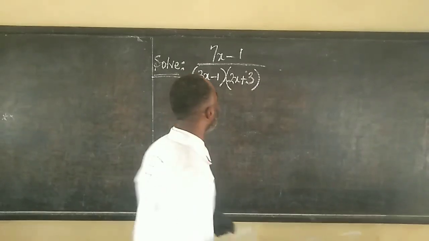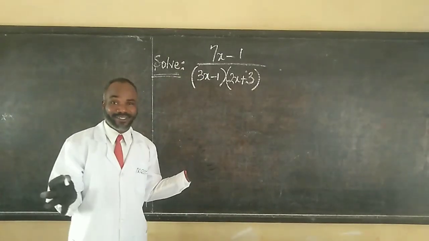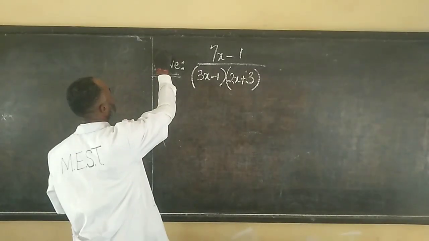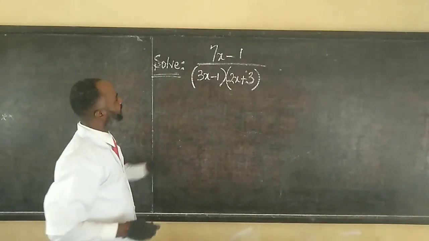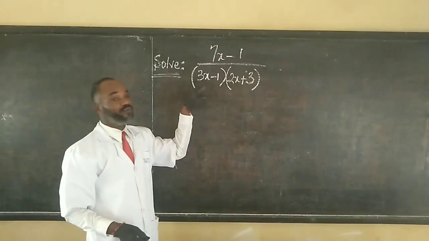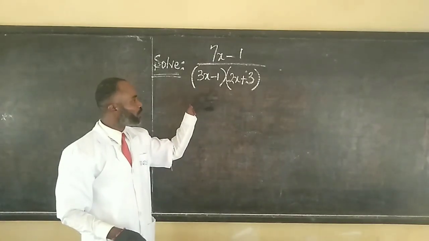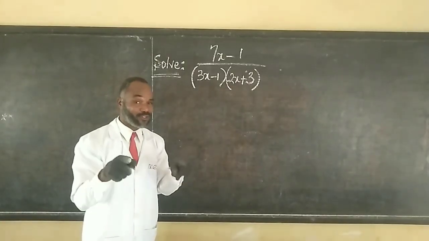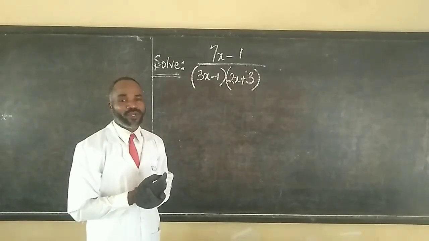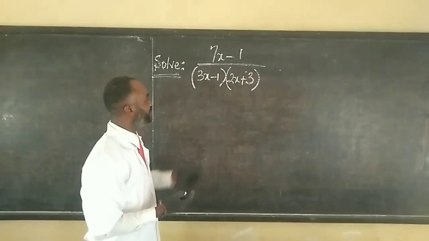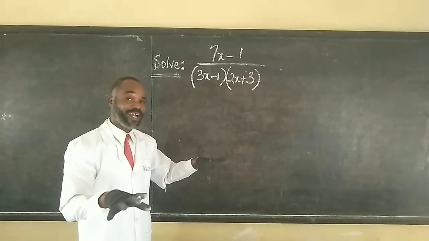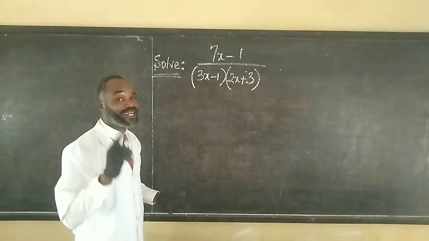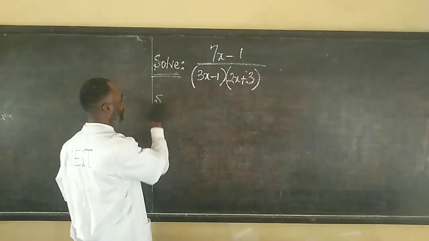Aspects of mathematics. But it looks a bit simple, isn't it? There's a trick, okay? There is. So let's just look at this and analyze it. 7x minus 1 all over bracket open 3x minus 1 bracket close, bracket open 2x plus 3 bracket close. We are asked to solve it. So what are we going to do to make sure that this simple equation is simplified? Very simple. What we need to do is to fractionalize it partially.